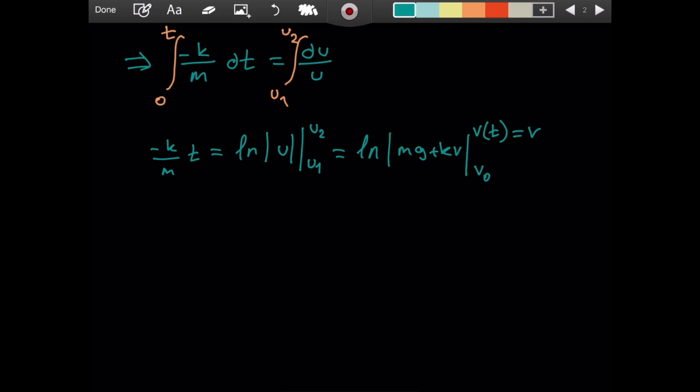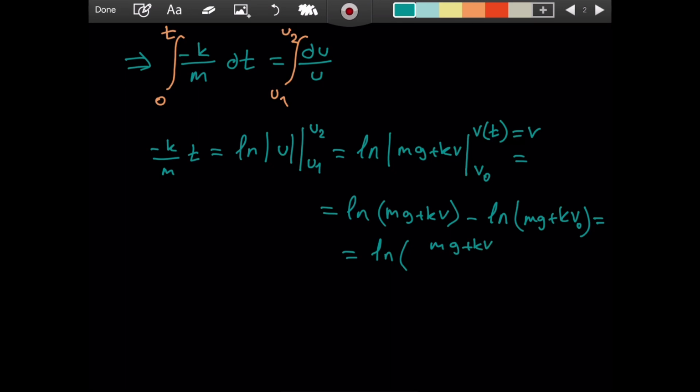So let's continue it here, and also notice this, mg plus kv is always positive, so we don't even need the absolute value, we can get rid of it. We have ln mg plus kv, I am substituting the boundaries, minus, this is by the fundamental theorem of calculus, ln mg plus k v naught, this time I substituted the boundaries, and we can combine this under one logarithm as follows, ln mg plus kv divided by mg plus kv naught.